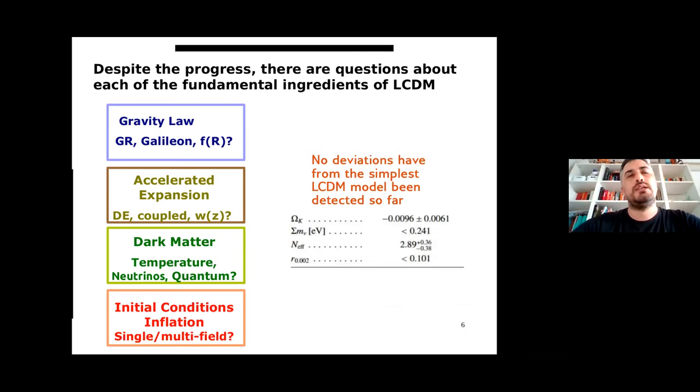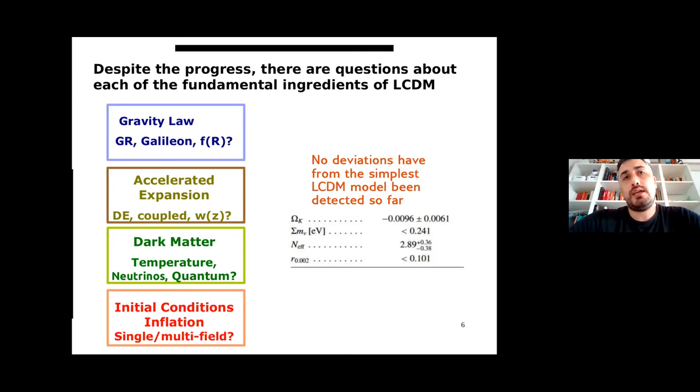With regards to the gravity law, could GR be the correct gravity theory, but also there is still room for departures from GR, some modifications of the gravity law on large scales. We don't know whether it could be some Galileon or f(R) theory, or the amplitude of these potential scalar fields. The accelerated expansion is compatible with a cosmological constant, but there's also room for coupling between dark energy and dark matter or a time-dependent equation of state.